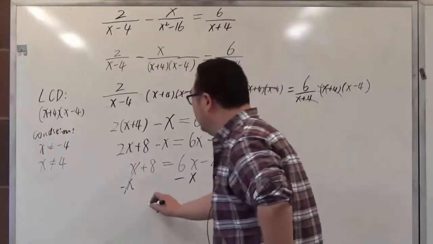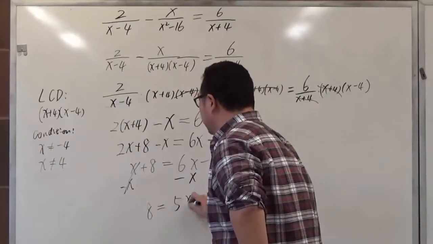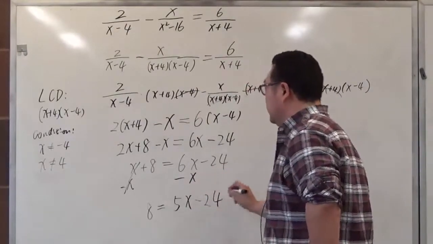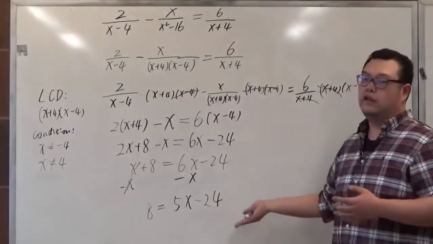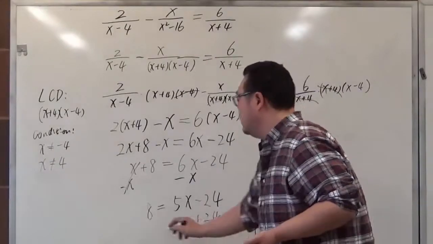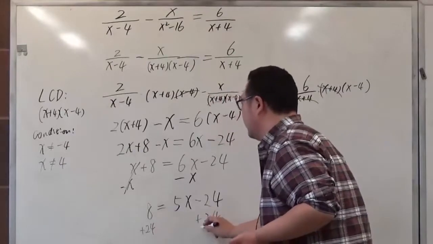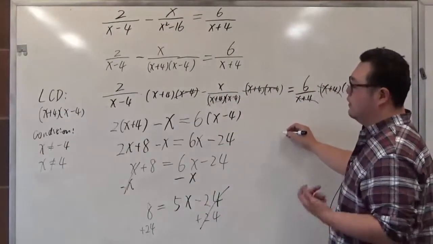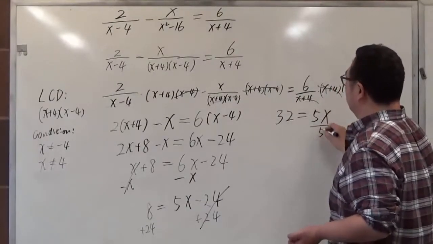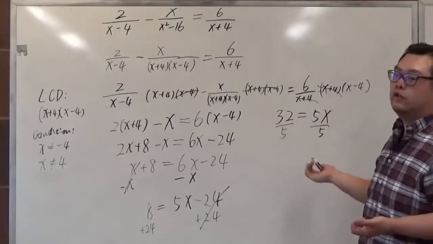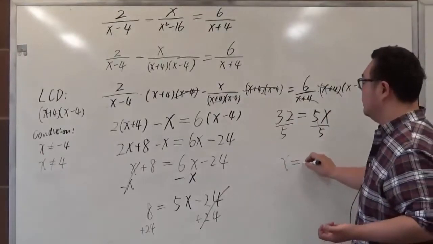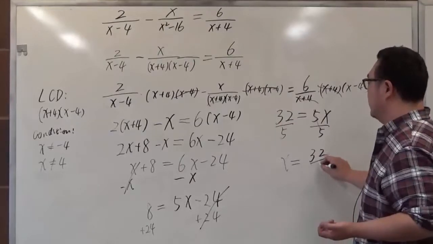So our variable should stay on the right side to become 5x. Then our number should be on the left side, so we add 24 to make the number go to the left. After that step, we combine 8 plus 24, and we get 32 equals 5x. Then the last step is to divide by the coefficient in front of our x. We're going to have x only, which in this case x will be equal to 32 over 5.